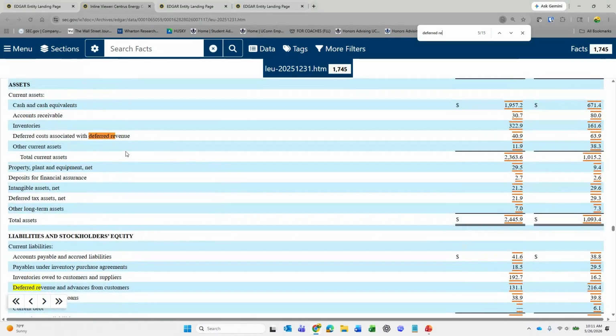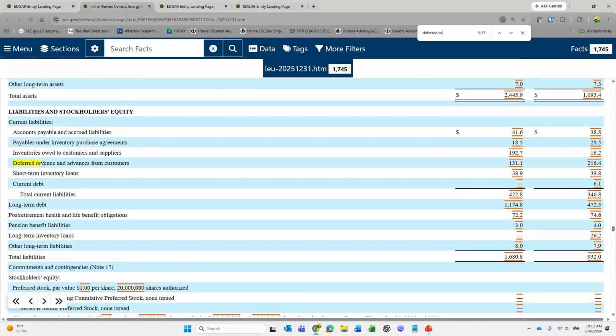We have here the asset side. I'm going to go to the liability, and here we have deferred revenue and advances from customers, and the amount is $131 million. So this would be stemming from transactions such as transaction 6 that we saw, where the customers gave some deposit, gave some amount of money to Centrus, and expect some work to be done in the future.